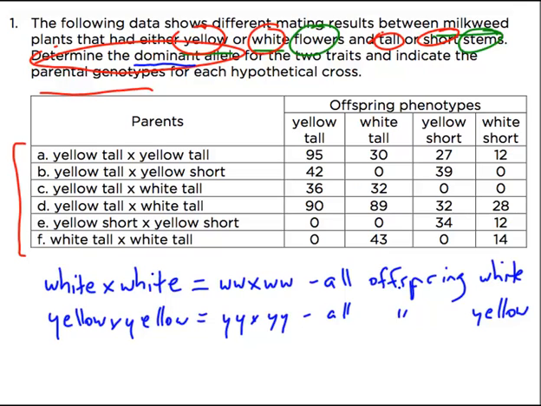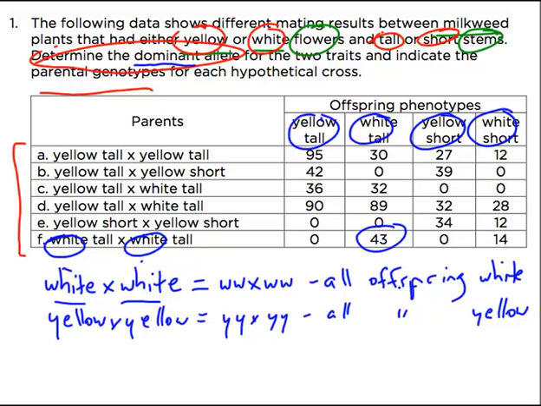So let's see if we can find that. Well, conveniently enough, we see down here in cross F, for this part it doesn't matter if you go in order, you're just looking for data. It's a white times a white. So the question is, do you see any yellows from that cross, or are they all white? Now, the categories up here are giving you both of them, yellow, white and tall, yellow short. Now we're only worried about the color. So when you cross white times white, what do you get?